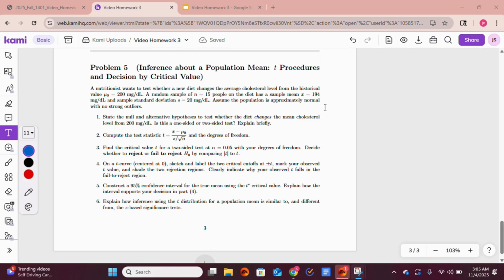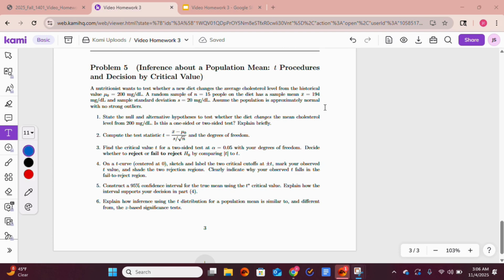Now we can move on to problem 5, our final problem. It tells us a nutritionist wants to test whether a new diet changes the average cholesterol level from the historical value, 200 milligrams per deciliter. A random sample of n equals 15 people on the diet has a sample mean of 194 milligrams per deciliter and a sample standard deviation of s equals 20 milligrams per deciliter. Assume the population is approximately normal with no strong outliers.